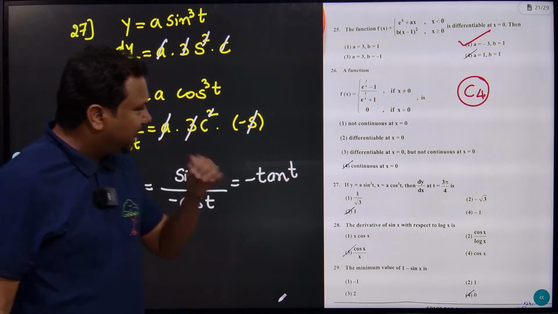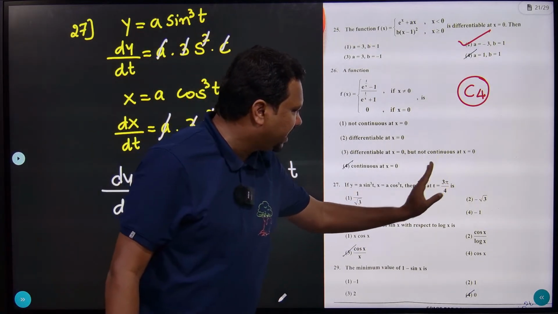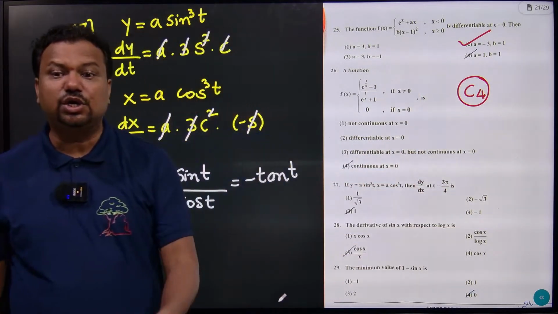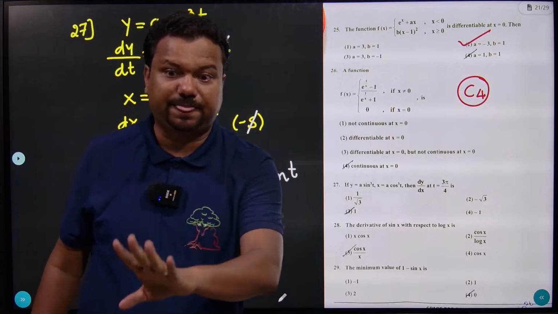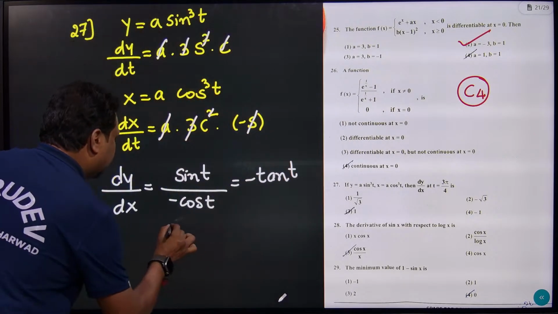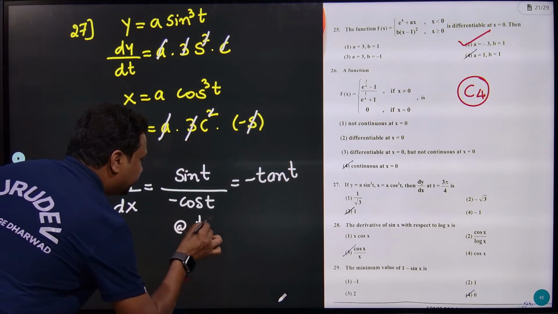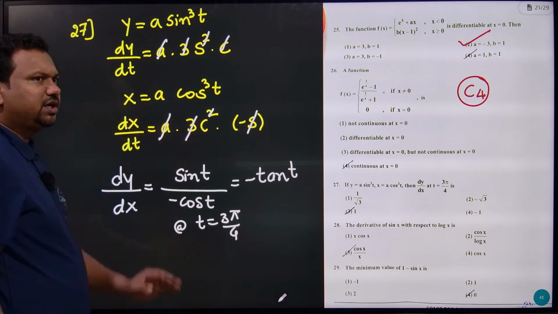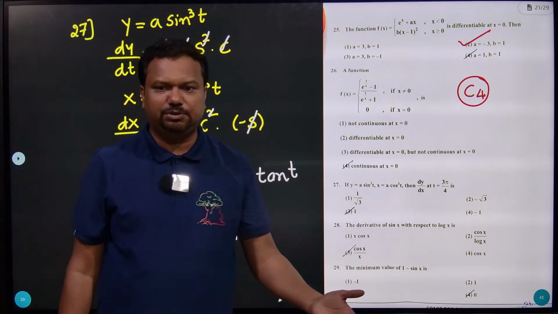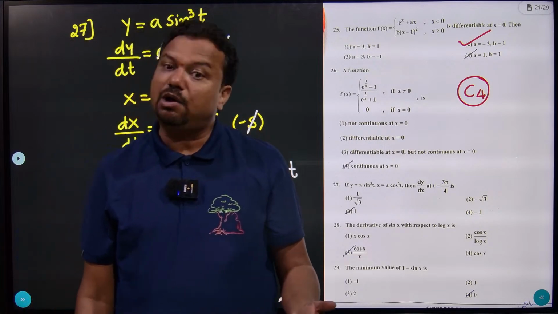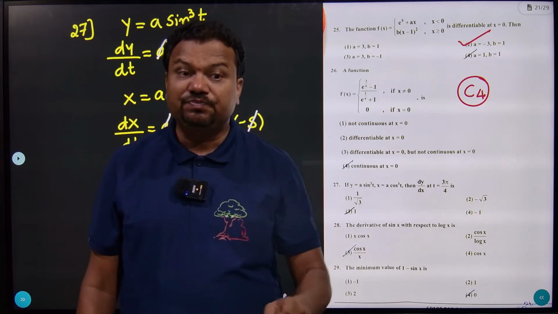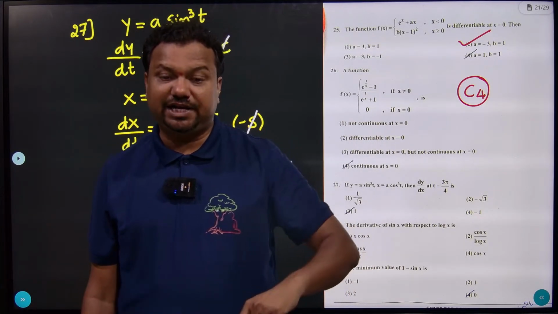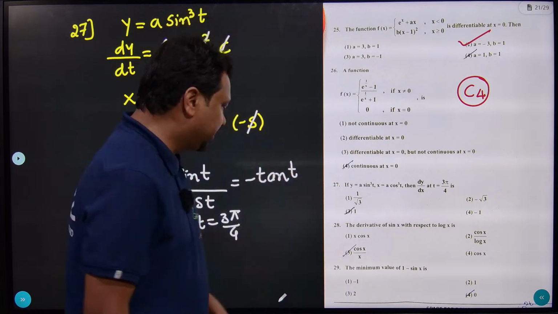Correct. Now they have asked for dy by dx at t is equal to 3 pi by 4. Correct, 3 pi by 4. So at t is equal to 3 pi by 4, can I write 3 pi by 4 as pi minus pi by 4? Pi minus pi by 4 means which quadrant has come? The second quadrant. In the second quadrant, what is tan 45 degrees? It is -1.